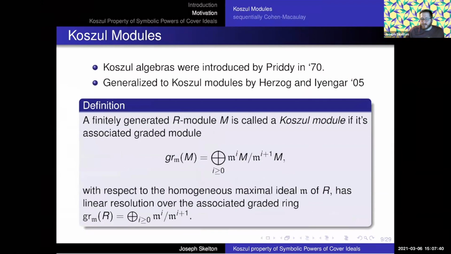One is Koszul modules. Koszul algebras were introduced by Priddy in the 70s and were generalized to modules by Herzog and Iyengar. A finitely generated R module is called Koszul if its associated graded module with respect to the maximal ideal M has a linear resolution over the associated graded ring. So this is a really nice property. It is related to a whole bunch of other properties too.